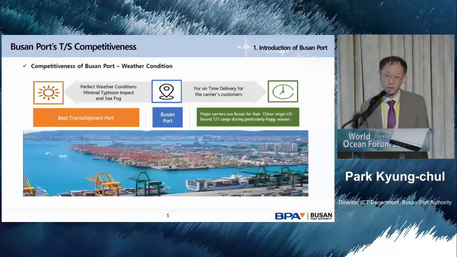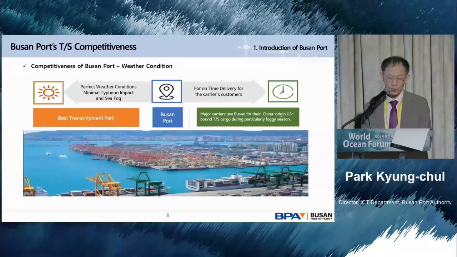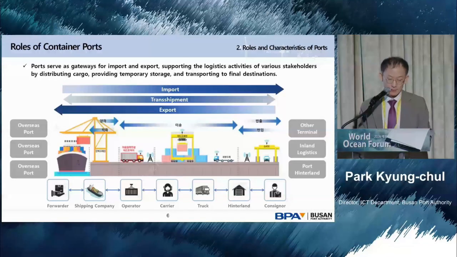The reason how we could become the hub airport of Korea, we have beneficial weather condition. We can do 24-hour operation, and the port closing hour is really short. So that compared to other ports, we can provide stable operation. That's why shipping companies can have better time delivery using our port.